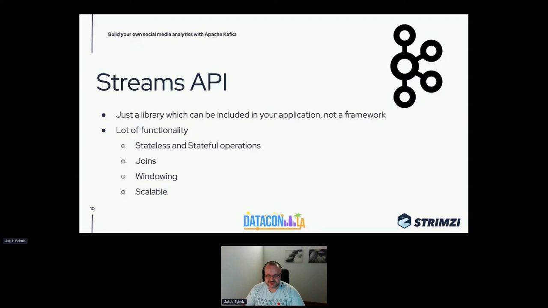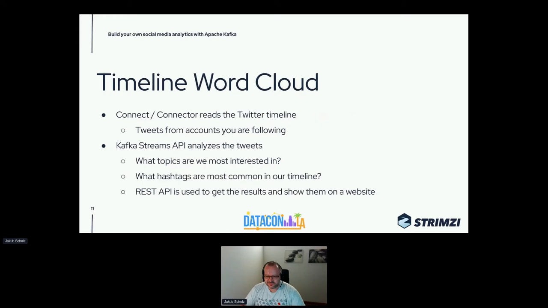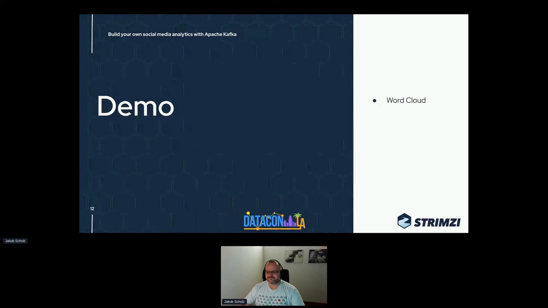Now let's get to something a bit more practical and let's start with the demos. What I will do in the first demo is use the timeline connector to connect to my Twitter timeline. That's the place in Twitter where, when you are following some other users, their tweets will be showing up. So that's what I will read with the timeline connector. And then I will use the Kafka Streams API to analyze what's inside these tweets, what they are about, to try to find out what interests I'm following, and so on. And really, it's a basic example which counts the words which are showing up in the tweets, or the hashtags, or the mentions and so on. So that's what we can use to find out what the timeline is about.